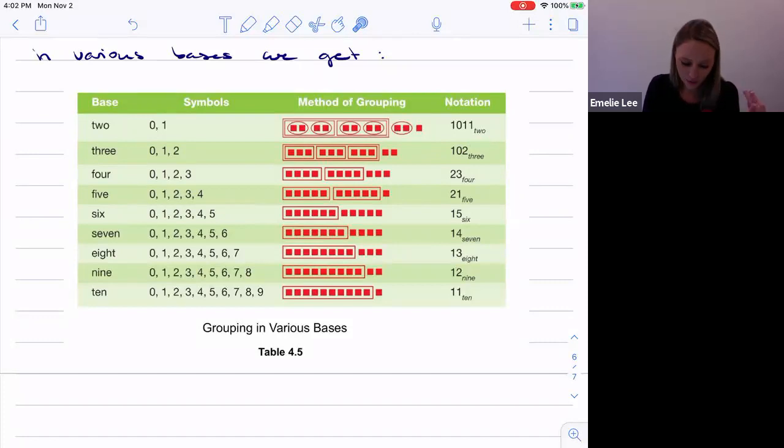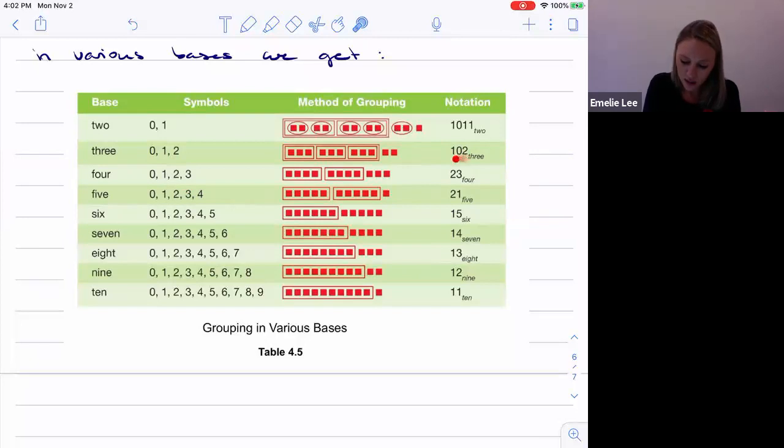Same thing with base 3. Now we have 3 symbols to work with, 0, 1, and 2. We can cycle through, and we need to be able to show that we can have up to 2 left over. If we had 3 left over, that would make another group of 3, so you could lump those together. That's why you need 3 different symbols if you're working in base 3. Same thing with base 4, you have 4 different symbols, and so on and so forth.